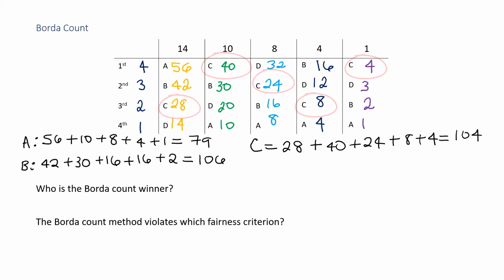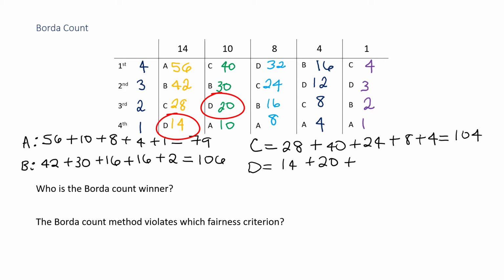And finally, let's add up D. On the first, 14 points. The next one, D got 20 points. On the third one, D got 32. The next one, D got 12. And on the last one, 3. The sum of those numbers is 81. So who's the Borda Count winner? The one with the highest number of points is B.